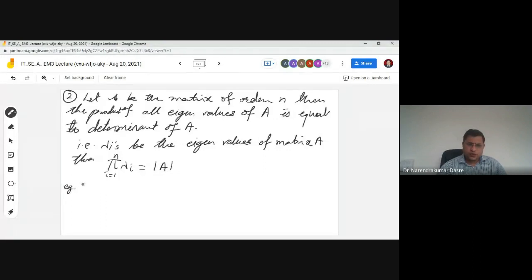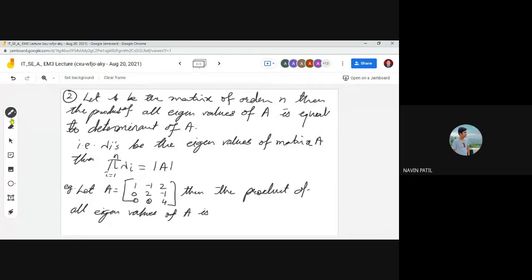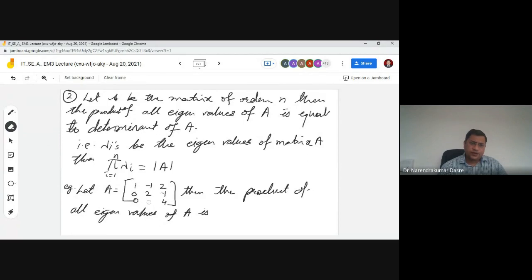For example, let A be the matrix with rows 1 -1 2, 0 2 -1, 0 0 4. Then the product of all eigenvalues of A is? Can you tell me what will be the product of all eigenvalues? 8. Have you calculated the determinant?